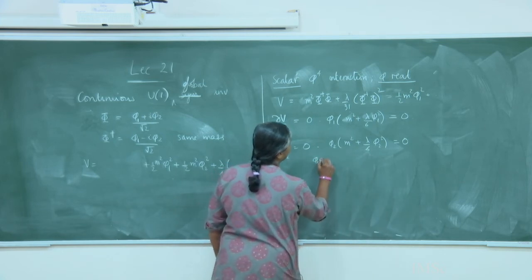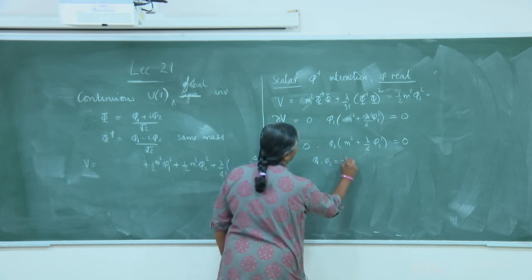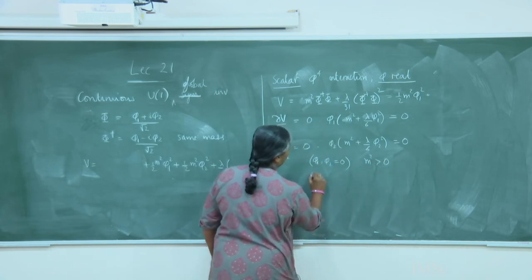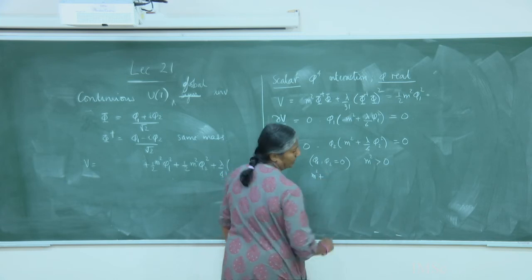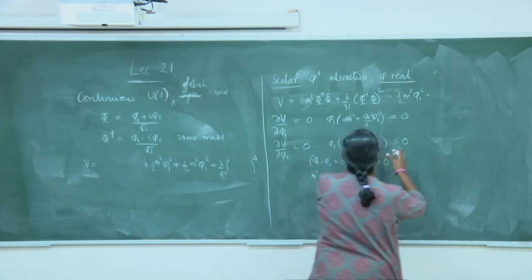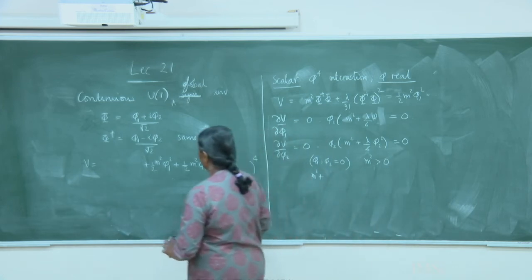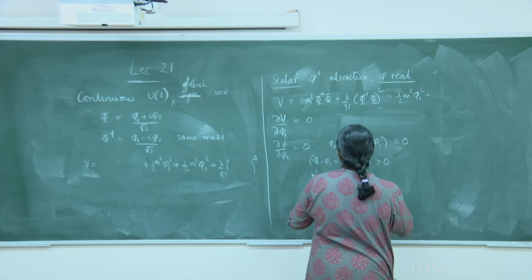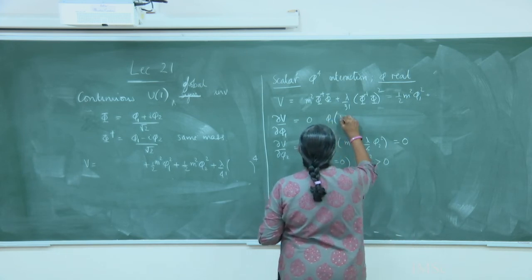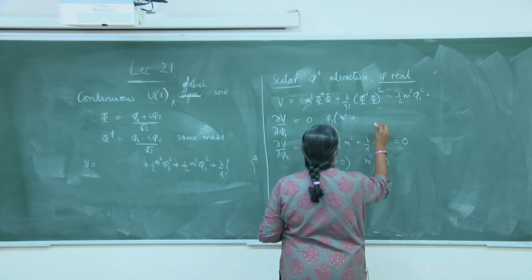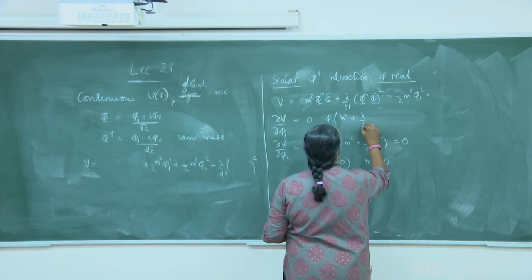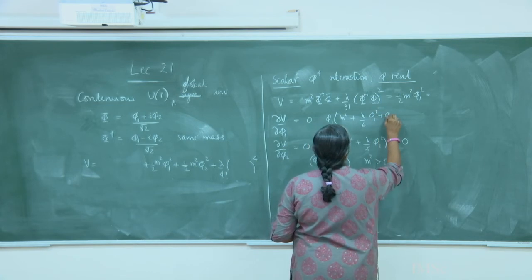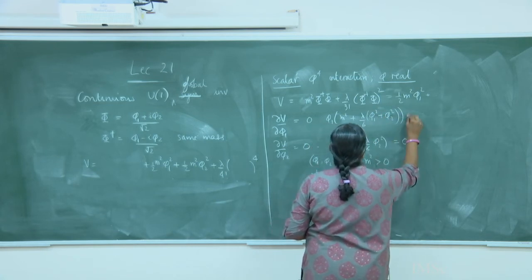Either I have phi 1, phi 2 equal to 0 if m squared is greater than 0, or I have m squared plus phi dagger phi, sorry, this is not phi 1 squared but phi dagger, let me write it down properly. Phi 1 into m squared plus lambda by 6 phi 1 squared plus phi 2 squared is equal to 0.